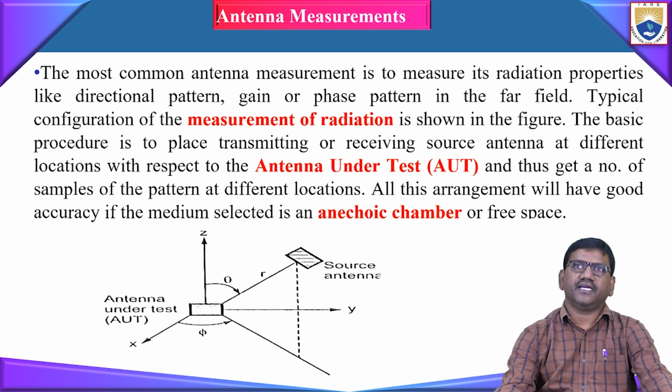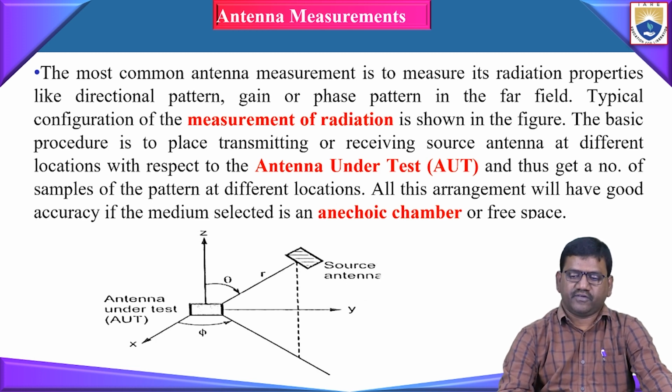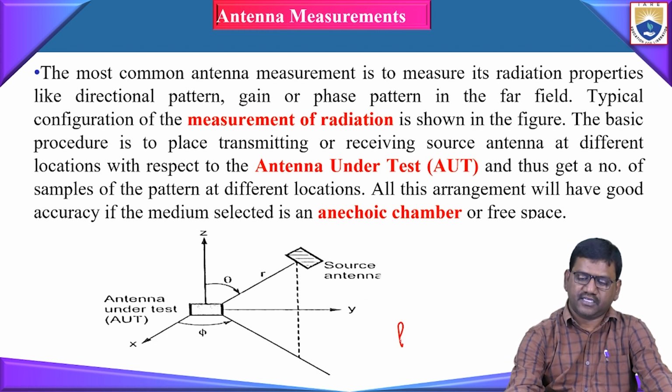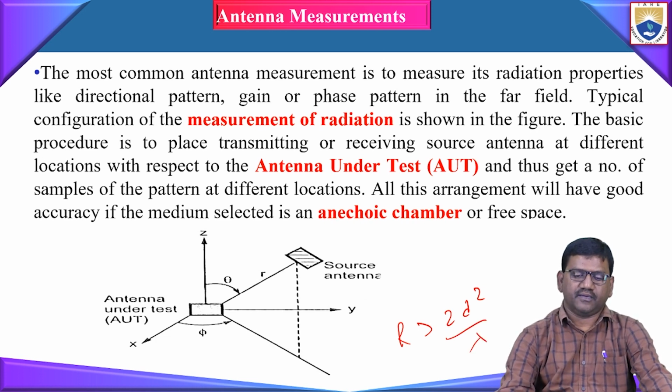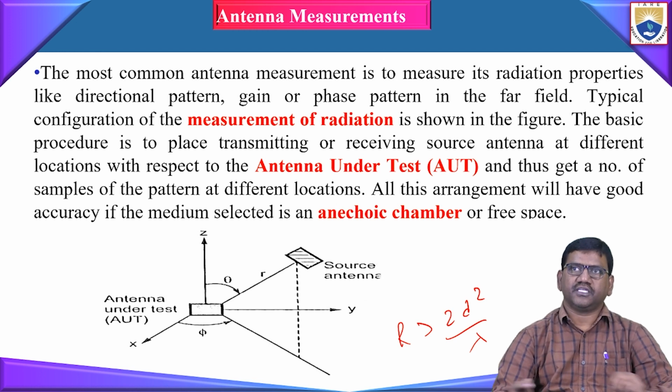The most common antenna measurements concern the properties of the antenna such as directional pattern, gain, or phase pattern in the far field. So we measure the radiation pattern only in the far field, that is, the condition is R is greater than 2D squared by lambda. Here the measurement of radiation is shown in the figure. The basic procedure to draw the radiation pattern is here.